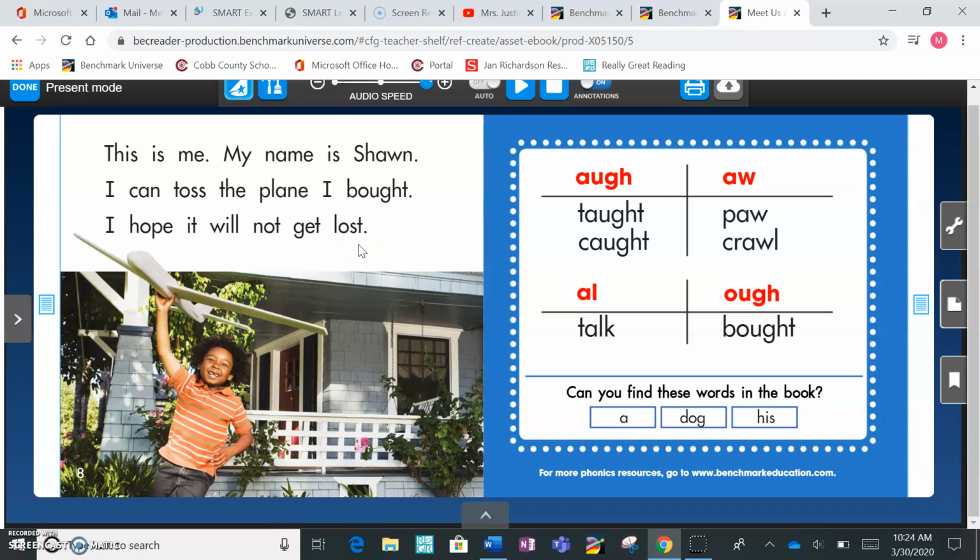And so some of the words that we learned and thought we heard with the aw sounds, spelled A-U-G-H, were taught and caught. Spelled with an A-W, we had paw and crawl. With an A-L, we had talk. And then with the O-U and a silent G-H, we had the word bought.